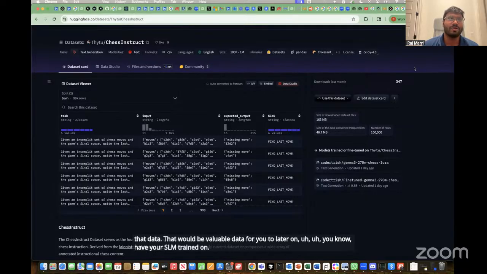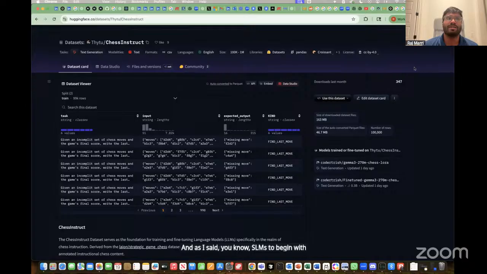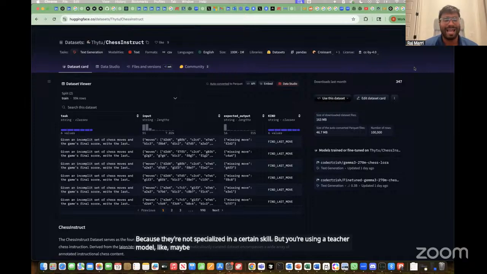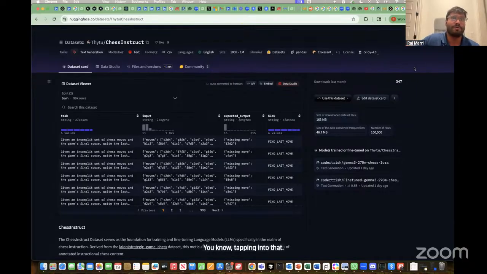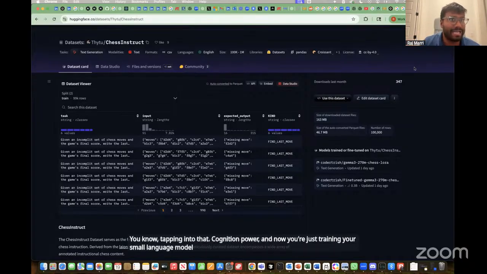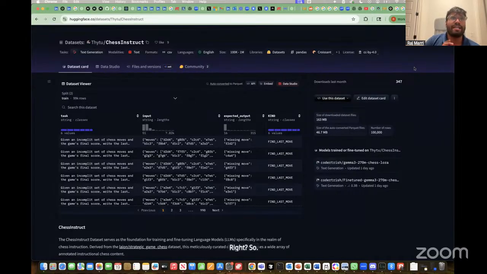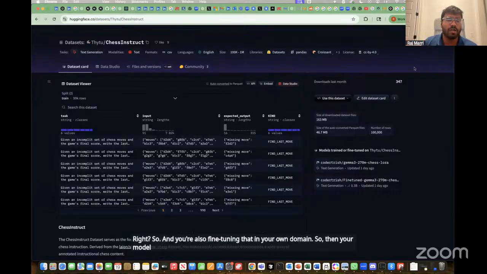And as I said, SLMs to begin with, they're not great because they're not specialized in certain skills. But you're using a teacher model, like maybe these large language models which already have this huge skill of writing great SQL. You're just tapping into that cognition power, and now you're training your small language model, and eventually you're beating that large language model, right? And you're also fine-tuning that in your own domain. So then your model learns what different columns are and everything.